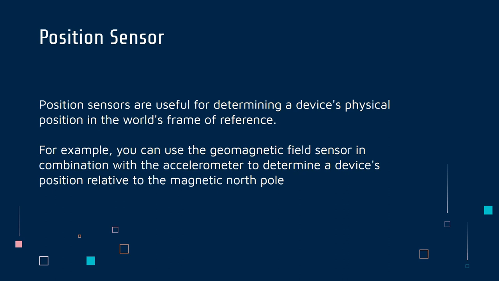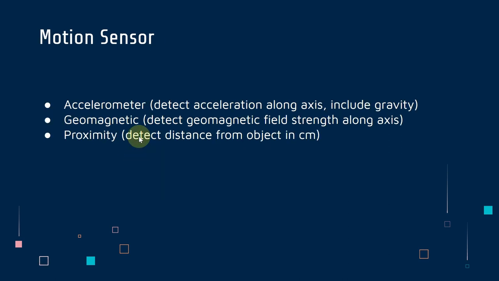Maybe you can create a game like Pokemon Go where you need to go to some places and do something, and it can direct you in the correct direction. For that you need to implement the accelerometer and the magnetic sensor. The position sensors may have similar hardware to the motion sensors. First, the accelerometer can also record acceleration along the axes, and another sensor is the geomagnetic sensor, which can detect the geomagnetic field strength along the axes.